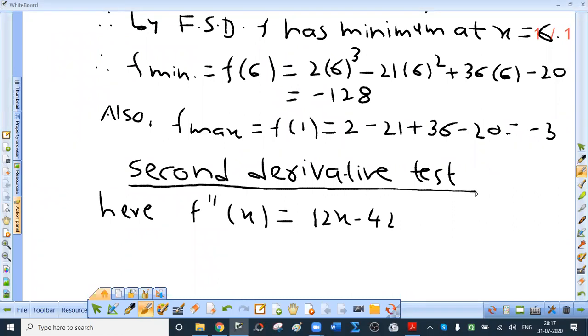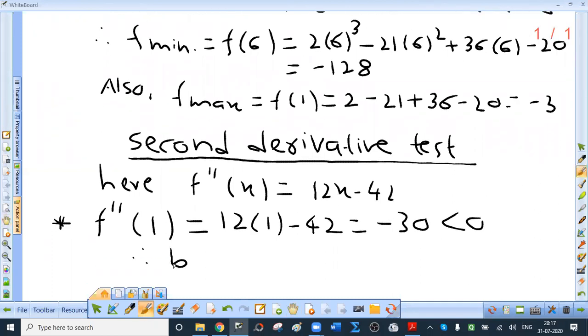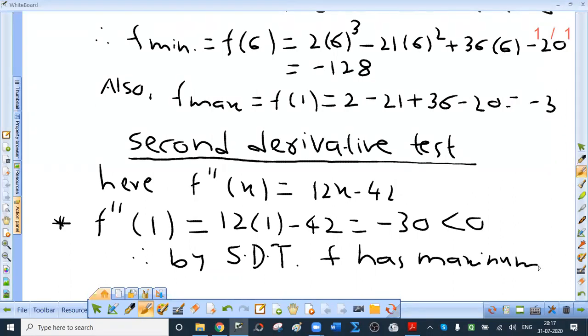Okay, so what is f double dash of x here? 12x minus 42. Then you have to consider first value. What is f double dash of 1? Because there are two roots, 1 and 6. So it is 12 into 1 minus 42, which is what? Minus 30, less than 0. Okay. Immediately you have to say, therefore, by second derivative test, don't write SDT, you will get 0 for that. You have to say by second derivative test, function has maximum at x equal to 1.